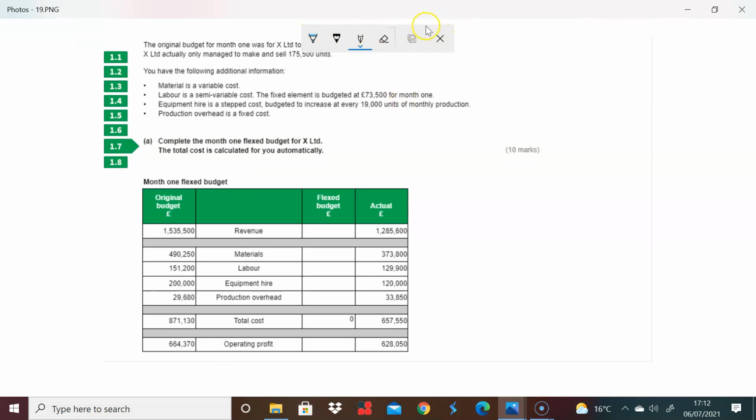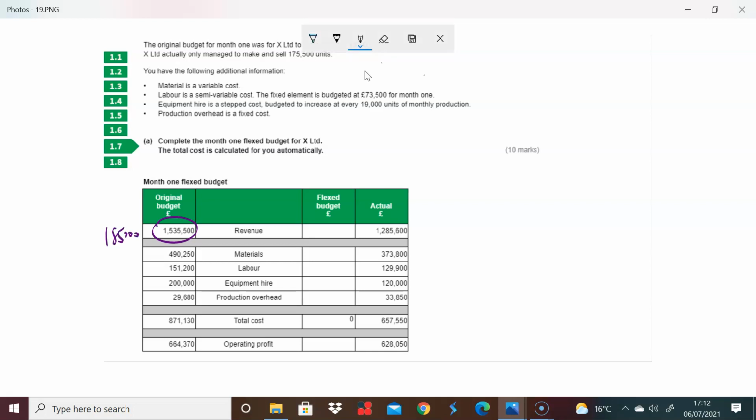I don't know, this is in the way anyway, but you can sort of see where I can't move this. 185,000 units, and they only make 175,500. And that's the original budget, month one, flexed. Right. So we know it says materials and variable costs.